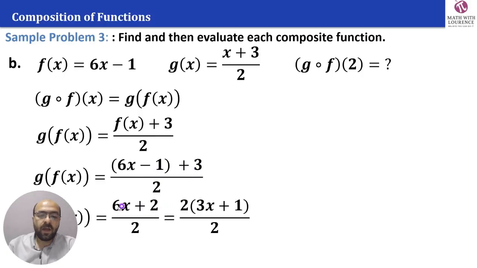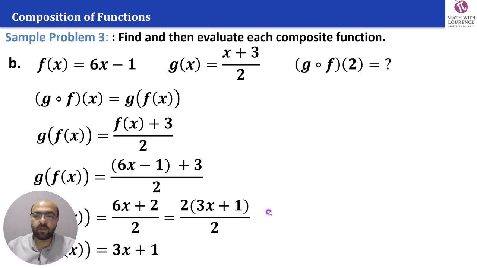Here, how can I simplify? Oh, we have a common factor. What is the common factor here? 6, excellent. No, sorry, mister. 2, excellent, yes. So 2 is the common factor. Now I will divide 6 over 2 equals 3, and 2 over 2 equals 1. I will cancel out 2 with 2, so I will get 3x plus 1. That is the composite function.